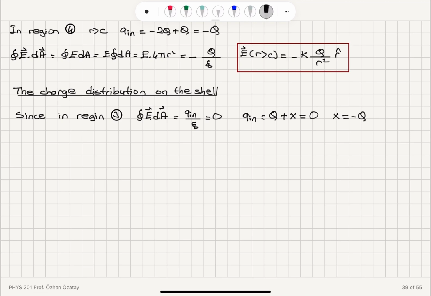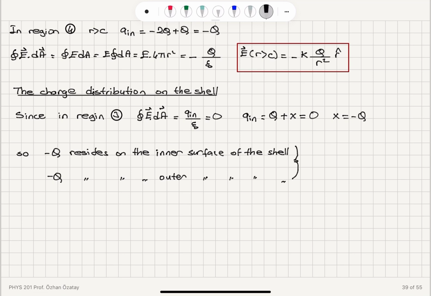So the conclusion is that minus Q resides on the inner surface of the shell, and the remaining minus Q resides on the outer surface of the shell. So the total charge on the shell will be minus 2Q. Okay?